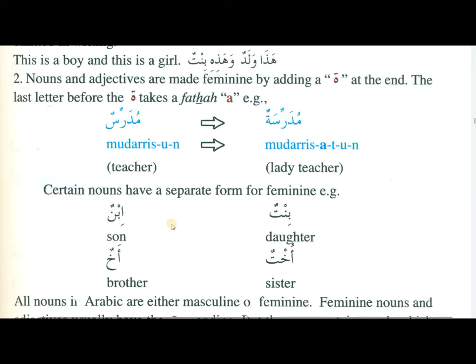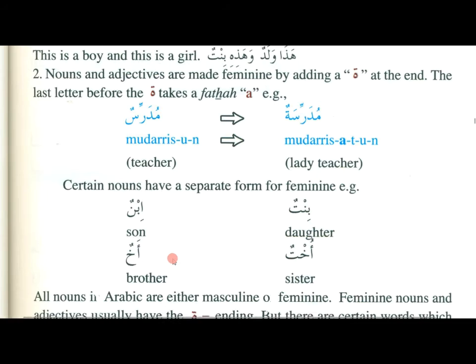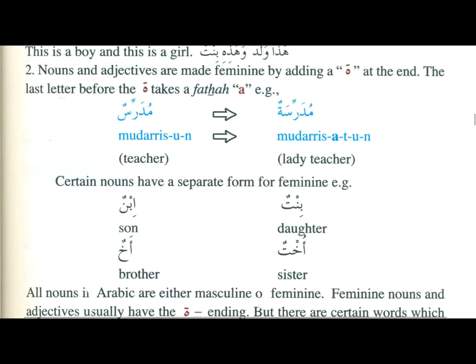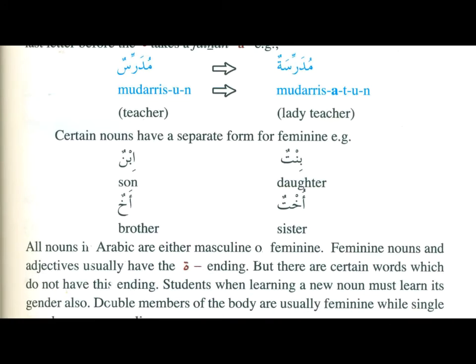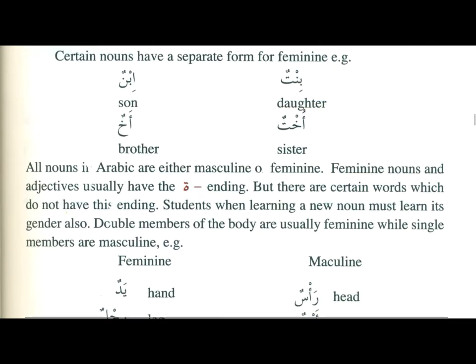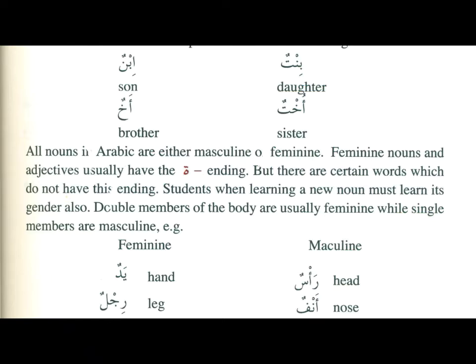But there are some words whose feminine form is completely different, and we need to memorize these nouns. Like ibn, its feminine is bintun; akh, its feminine is ukhtun. So in this way there are some words whose feminine is completely different.